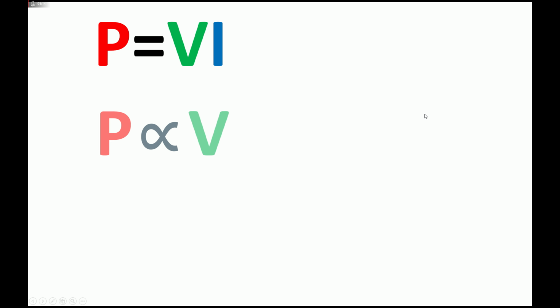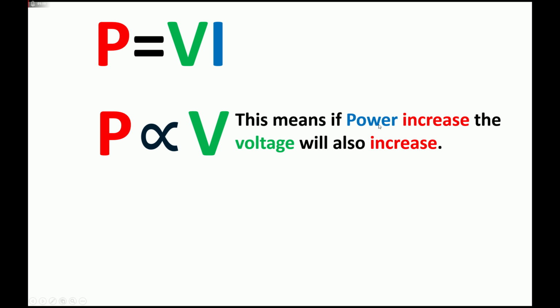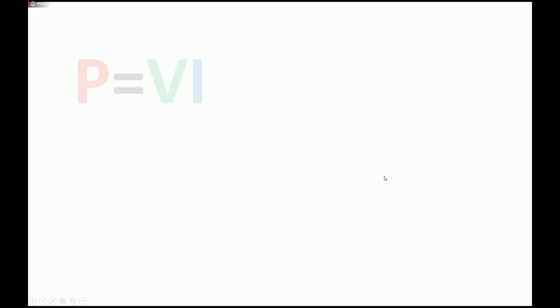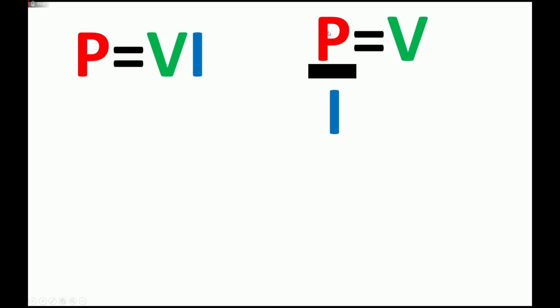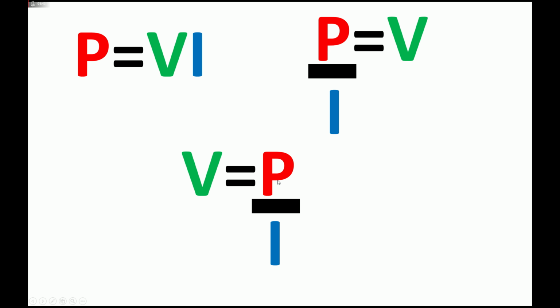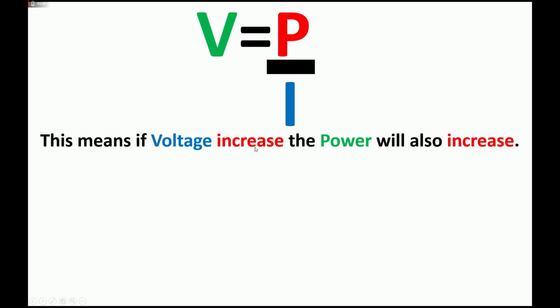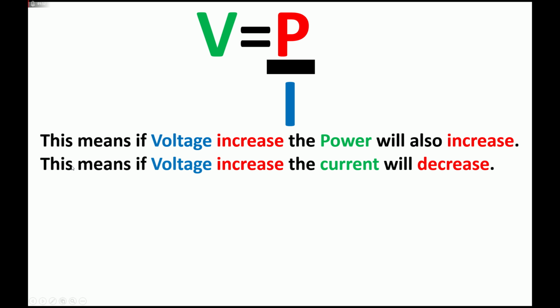Now if we do further math, we come to know that P is directly proportional to V if I is held constant, and this means if power increases, the voltage will also increase. And secondly, power is also directly proportional to current I, which means that if power increases, the current will also increase. If we do some simple algebra, P is equal to VI, I keep the P there, I bring the I here, so it will be a cross multiplication. It will be P over I is equal to V, or it can be written as voltage is equal to power over current. If I take the P to be a constant, this means if voltage increases, the power will also increase. While the second line, this is the confusion, the second line.